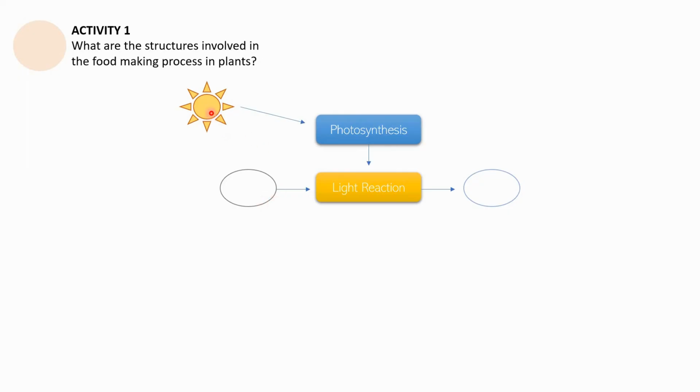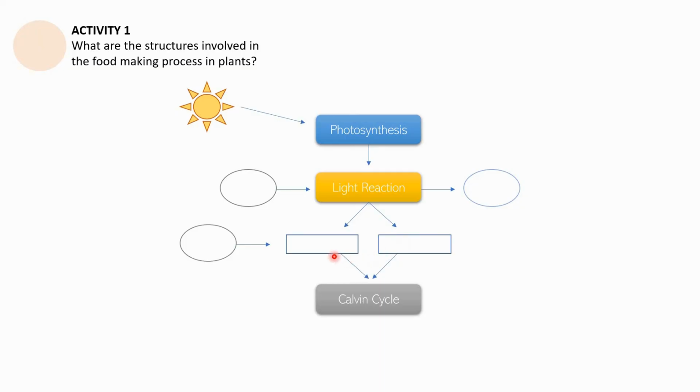So the sun here is pointing at photosynthesis, and photosynthesis is pointing at light reaction. A circle, an oval, is pointing to light reaction, and an arrow from light reaction points at a circle. And then under light reaction, there are 2 arrows pointing to 2 separate boxes. And then this oval right here is pointing at this particular box or rectangle, or perhaps these 2 boxes. And these 2 boxes in turn are pointing to Calvin cycle. And Calvin cycle, lastly, is pointing at this oval that is also empty.